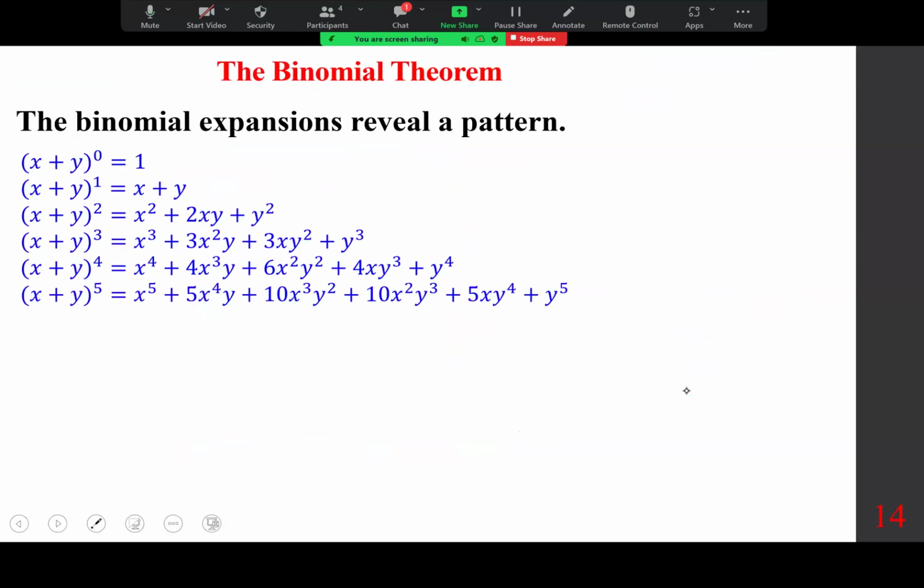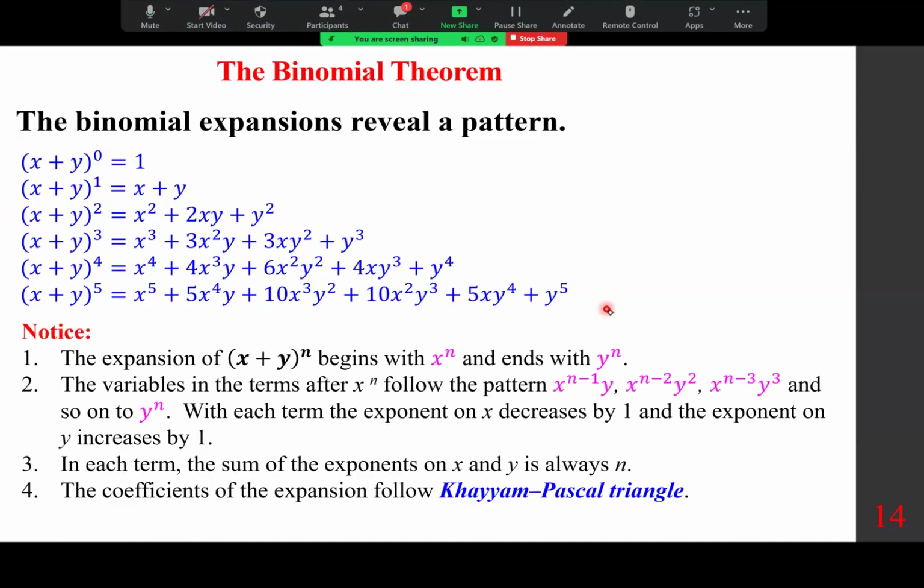Now, the binomial theorem. So the binomial expansion is as follows. X plus y to the power of 0, of course, is 1. We know this one is x plus y. We've discussed this one, x plus y squared, and we've discussed this one. These two, you can see it. It's just multiply this one by x plus y to get this one. When you get this one, you multiply by x plus y. This is the expansion. What does it reveal? It's very interesting.